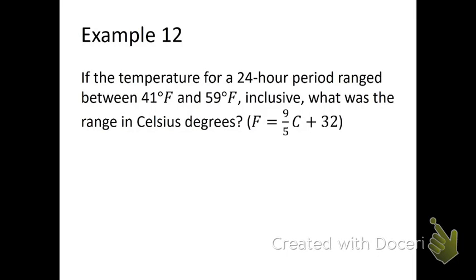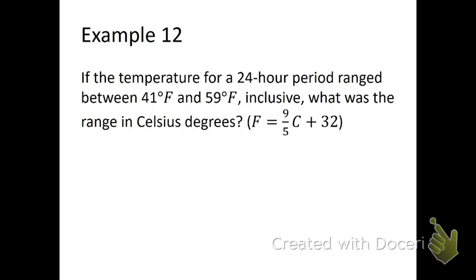Example 12 says if the temperature for a 24-hour period ranged between 41 degrees Fahrenheit and 59 degrees Fahrenheit inclusive, what was the range in Celsius degrees? And I gave you the equation here to change from Fahrenheit to Celsius and vice versa. All right, so let's go through it and let's think about this.